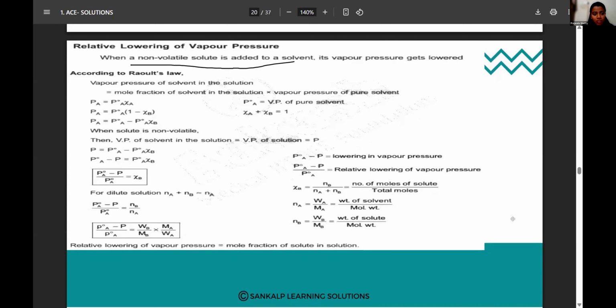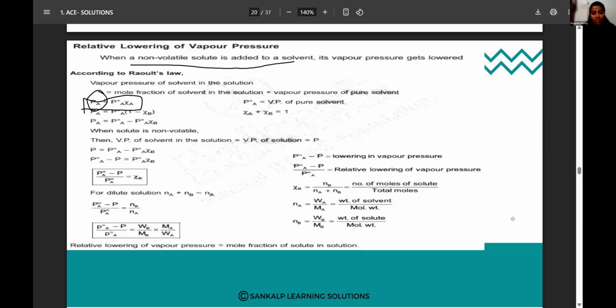And you studied previously, right? What was it? Raoult's law. What was this? Vapor pressure was directly proportional to its mole fraction, right? That is what you have shown here again.